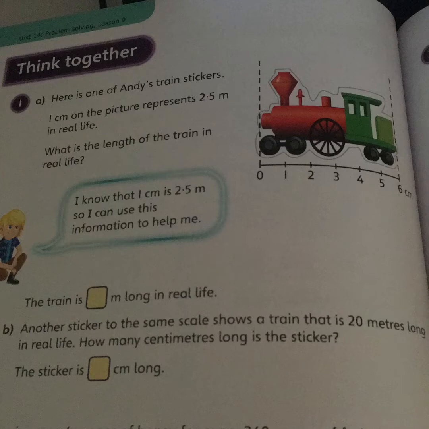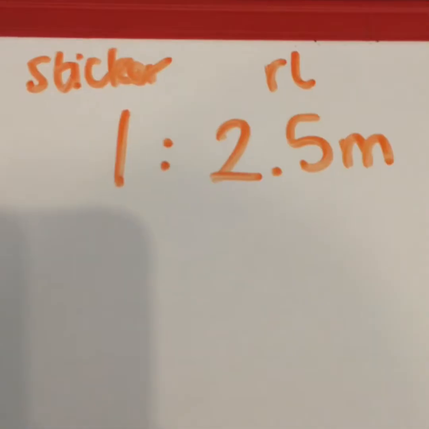I know that 1 centimetre is 2.5 metres. So think about what your ratio might be. Once you've written your ratio down, have a look. The train is 6 centimetres on the sticker, so what's it going to be in real life? And then part B, another sticker to the same scale shows a train that is 20 metres long in real life. How many centimetres long is the sticker? Pause the video, have a go.